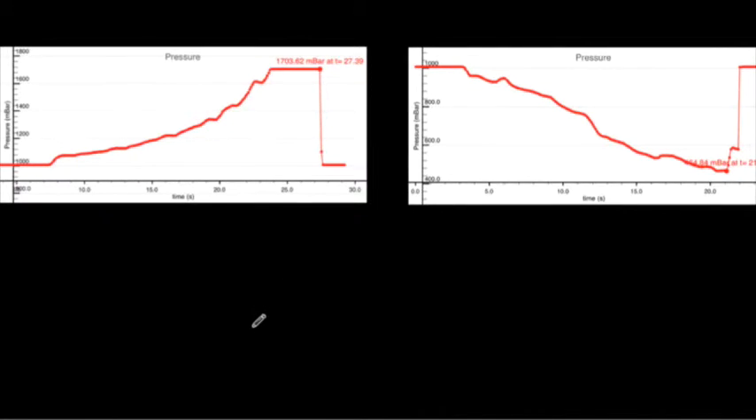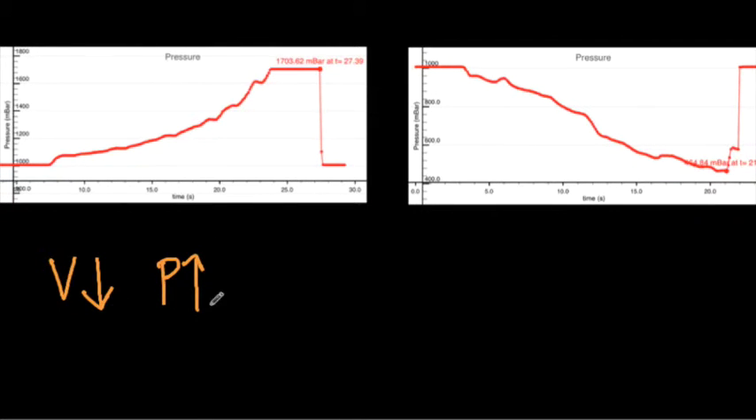Okay, so let's take a closer look at the data. In the first graph we see that we took the syringe, and when we sealed the syringe and decreased the volume, what happened to the pressure? Well, the pressure went way up, all the way up from 1,000 millibars to 1,703 millibars. So as volume decreased, pressure increased.